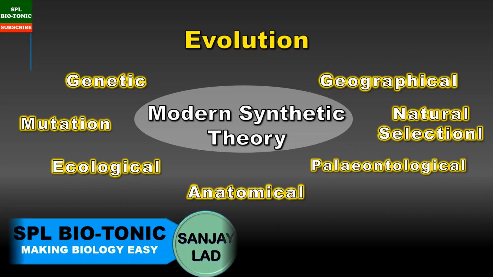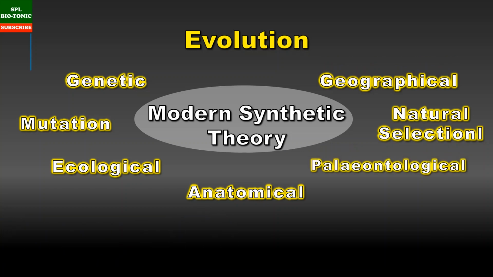Now, students, in genetic aspects, we talk about genes, chromosomes, and alleles. In ecological aspects, we talk about the effect of environment on the organisms. In anatomical aspects, we consider internal and external features of the organisms. And in the case of paleontological evidences, we talk about the study of fossils. Now, the fossils give us an idea about the biodiversity which was there in the past.